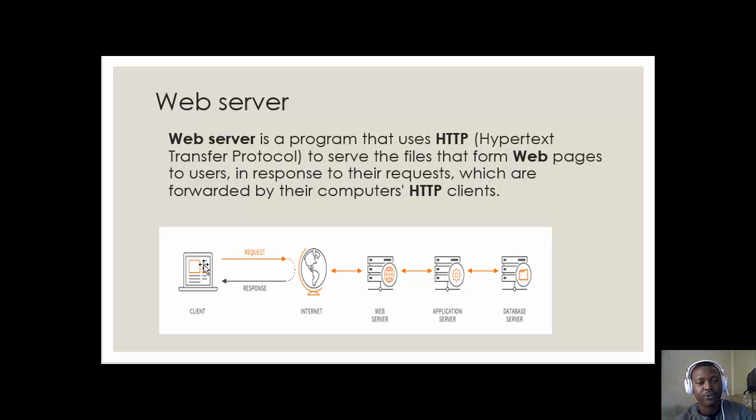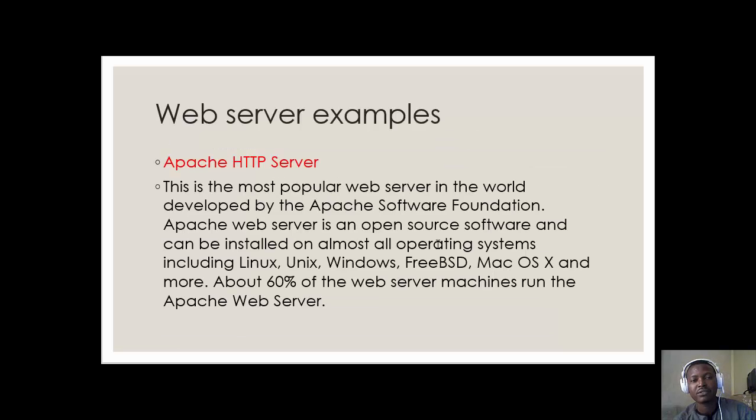Let's assume someone fills a form and clicks on submit. The web server serves another page and says your form has been successfully submitted. And the web server also transfers all that has been filled down to the database server through the application server. So a program that uses HTTP, that's Hypertext Transfer Protocol, to serve files, is called a web server. So what are the examples of web servers?